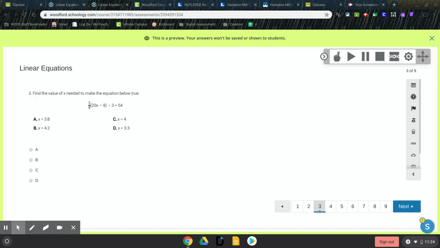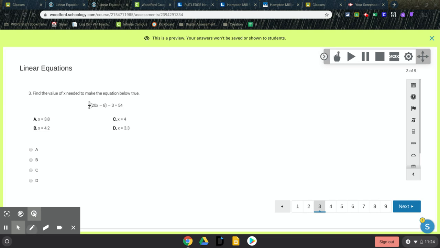Number 3, find the value of x needed to make the equation below true. So what we're going to do is solve this multi-step equation. First thing, distribute. We've got to distribute here first. Then you're going to need to make sure that you combine like terms. There will be the need to combine like terms in this one. Then put constants on one side, variables on the other by using your inverse operations, and then isolate your variable.